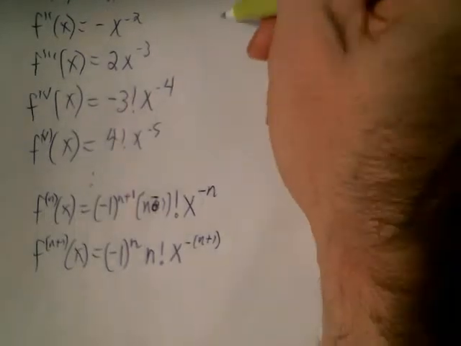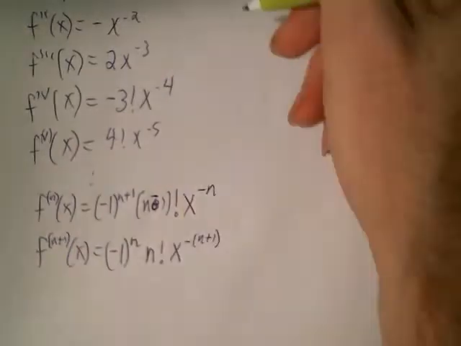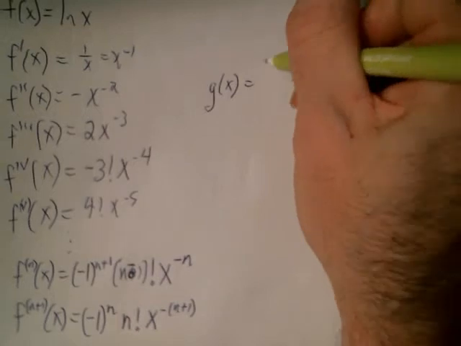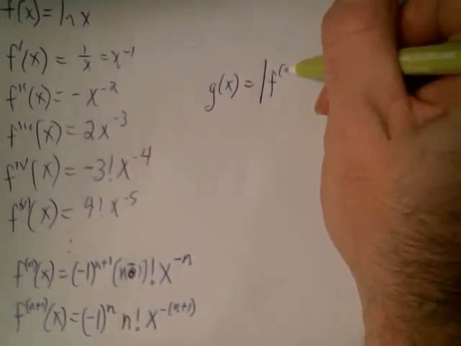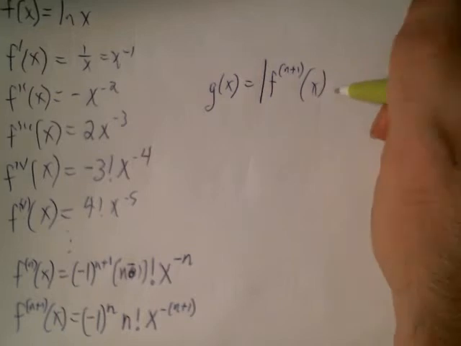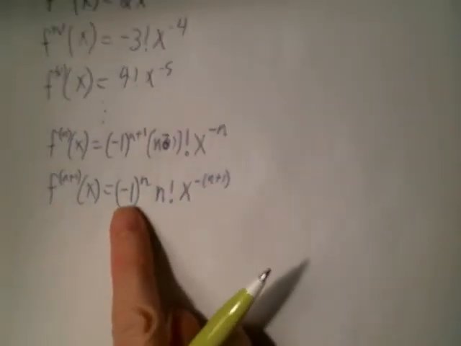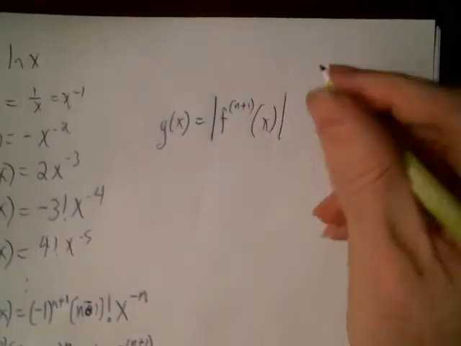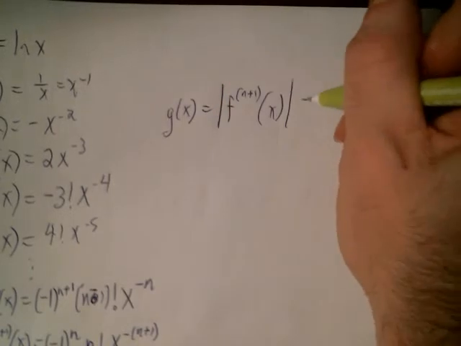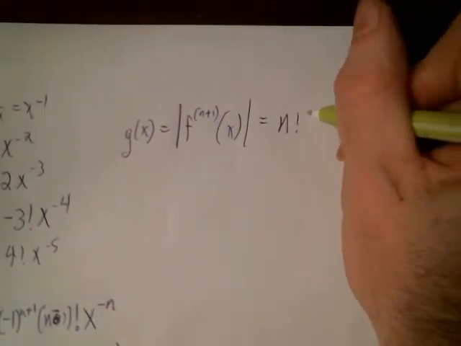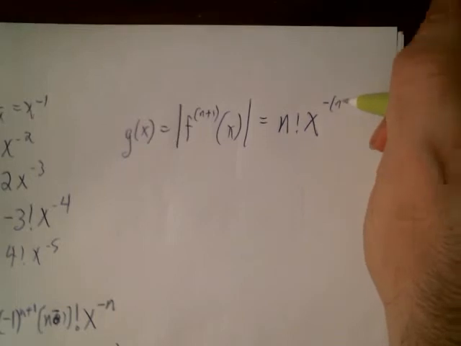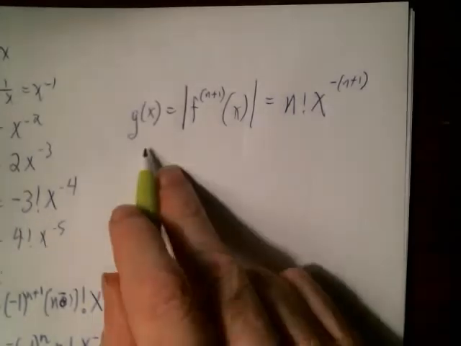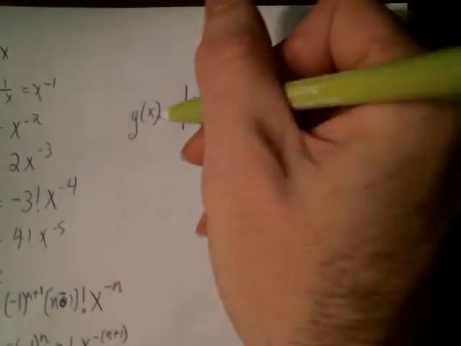Then what we want to find is g of x, which would be the absolute value of the n plus first derivative. So g of x equals the absolute value of that. Regardless of what the heck, even if I made a mistake on this negative 1 term here, which I don't think I did, it's going to get obliterated by the absolute values. So g of x is going to just be n factorial times x to the negative n plus 1. And in turn, I need the derivative of that so I can maximize this on the closed interval.